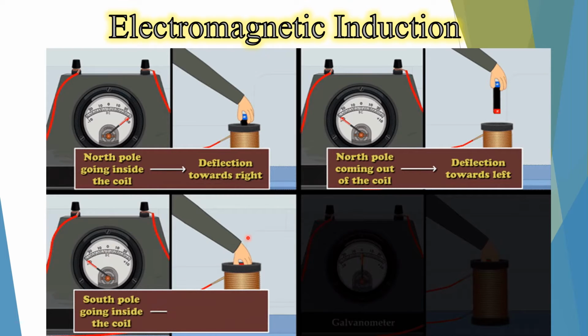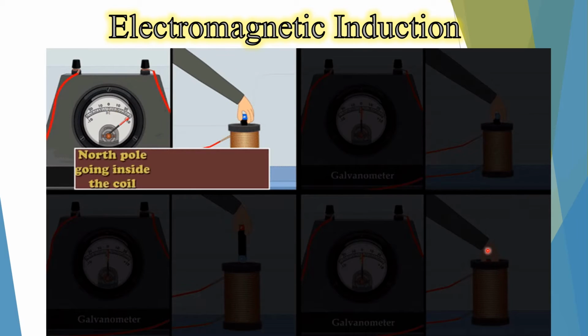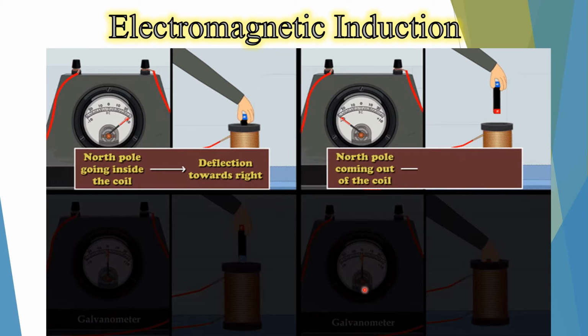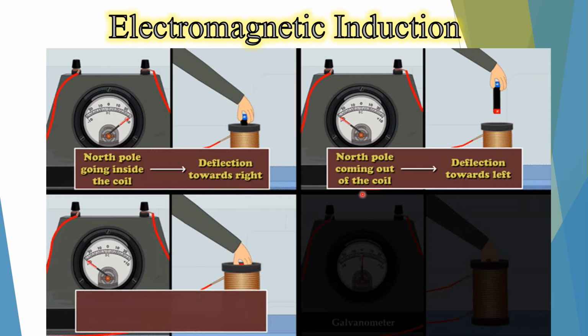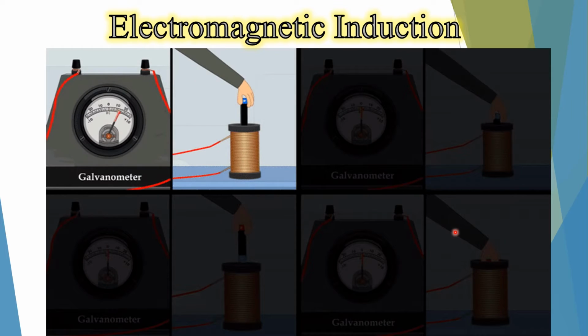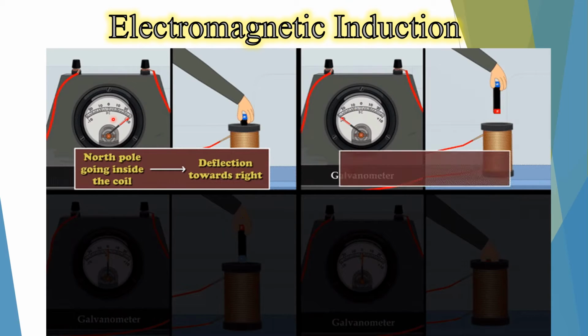When the south pole of the magnet is going inside the coil, the deflection is towards the left, and when the south pole of the magnet is moving outside of the coil, the deflection of the galvanometer is towards the right. So due to the movement of the magnet, deflection of the galvanometer is shown in this demonstration, and due to different poles of the magnet, the polarity of the galvanometer deflection also changes.